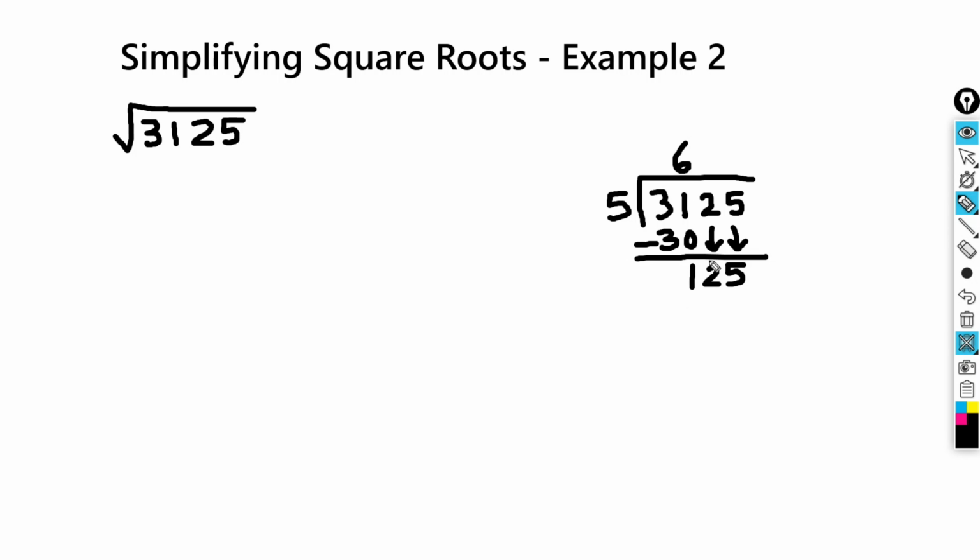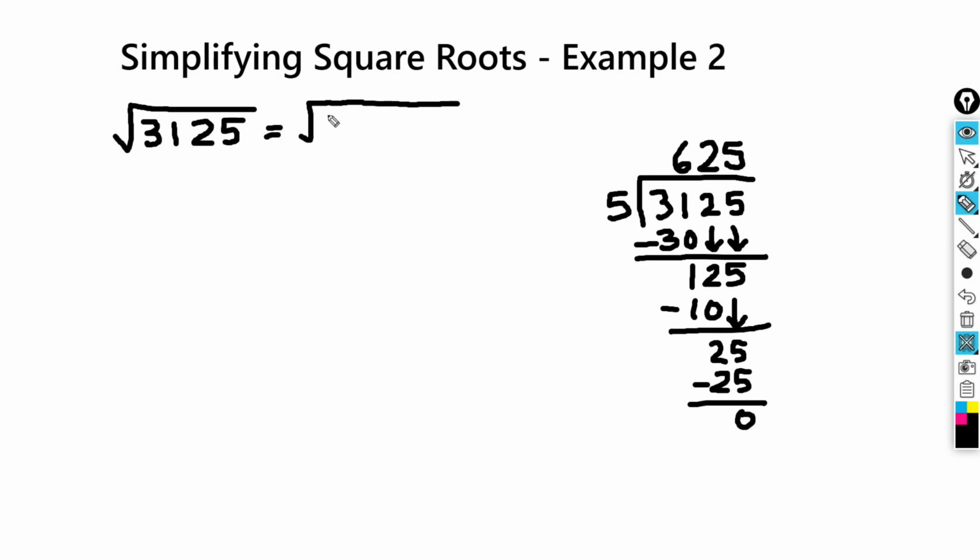Well, 5 goes into 12 twice. 12 minus 10 is 2. Bring down the 5. And 5 goes into 25 5 times. And we have no remainder, so we know 3125 is divisible by 5. I'm going to write this as 5 times 625.